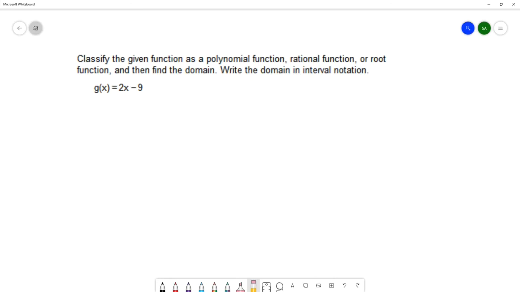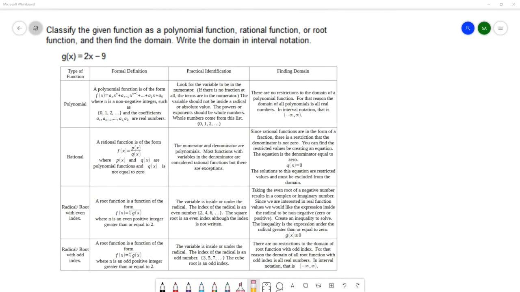For this example, we want to classify the given function as a polynomial function, a rational function, or a root function, and then find the domain. We want to write that domain in interval notation. So I grabbed this screenshot from one of the worksheets that I have so that we could classify these different types of functions. We've got the function g of x equals 2x minus 9, and the categories that we were given are polynomial, rational, or root.